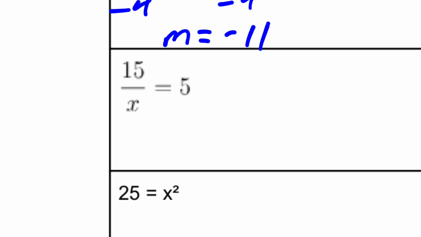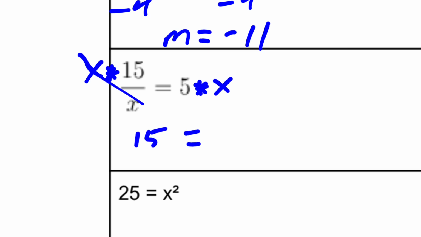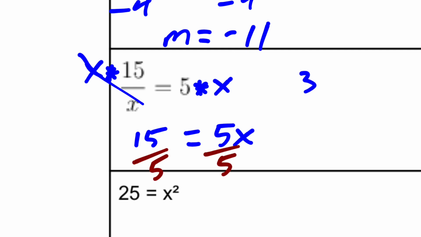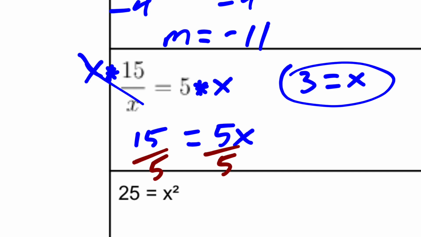This one's different because I have x on the bottom, but the steps are the same. You multiply by whatever's on the bottom. Over here it cancels out, and I have 15 is equal to 5x. I'm not quite done, because I have to figure out what x is all by itself. This gives me 3 is equal to x.